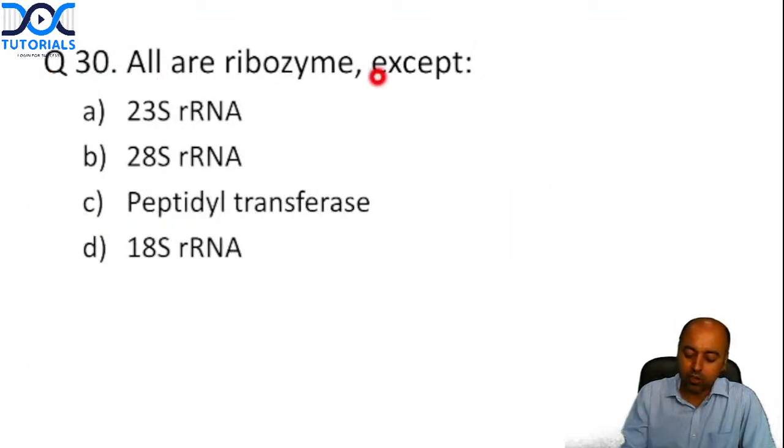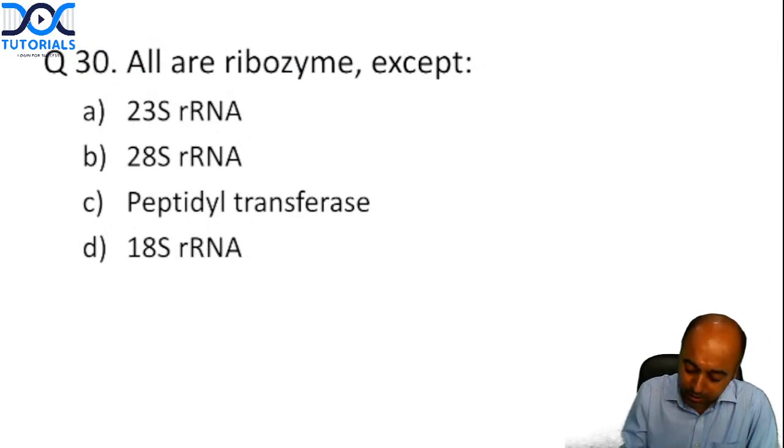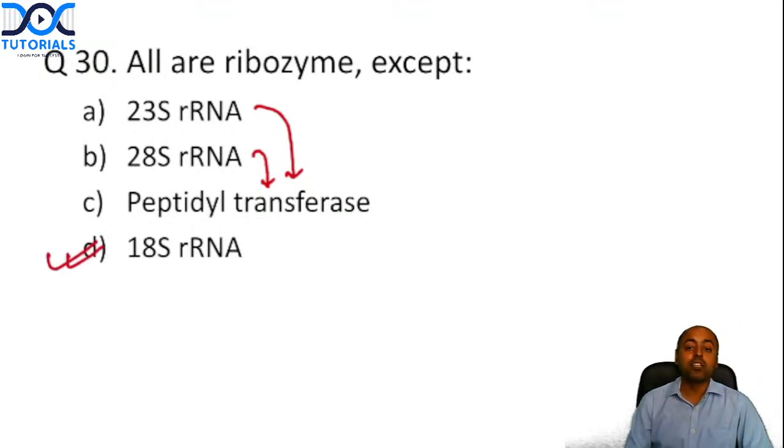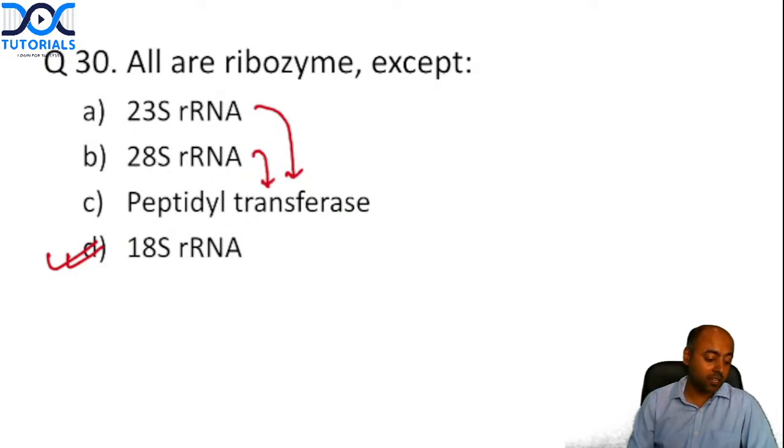Question number 30. All are ribozymes except... the 23S and the 28S ribosomal RNA are peptidyl transferase. All of them are ribozymes. The answer is 18S ribosomal RNA. 18S ribosomal RNA is not a ribozyme.